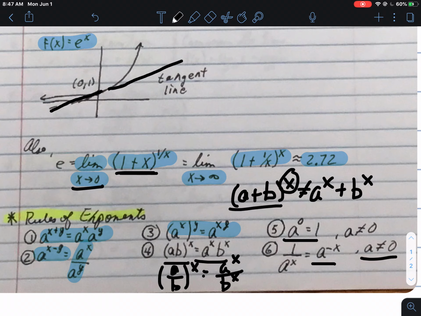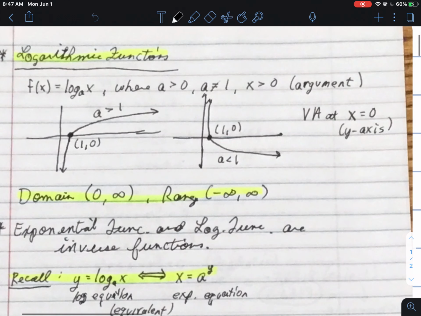All right, so that's our exponential functions and exponential type expressions, reminding you of those. Logarithmic functions, or just simply log functions. Now, I guess the main thing to remember before I talk about the log functions is that exponential functions and log functions are inverse functions of each other.